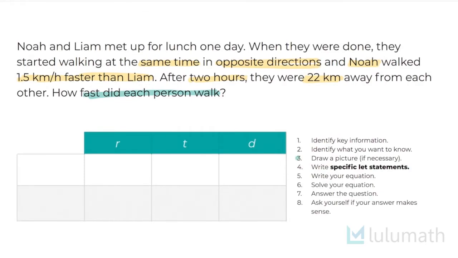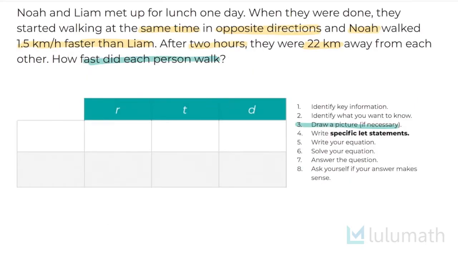The next thing we're going to want to do is draw a picture if necessary. And drawing a picture here is definitely going to help us understand what's going on. So here we know that they started in the same spot. And we know that they walked in different directions. So we have Noah walking one direction. And we have Liam walking another direction. And we know that Noah walked 1.5 kilometers per hour faster than Liam.